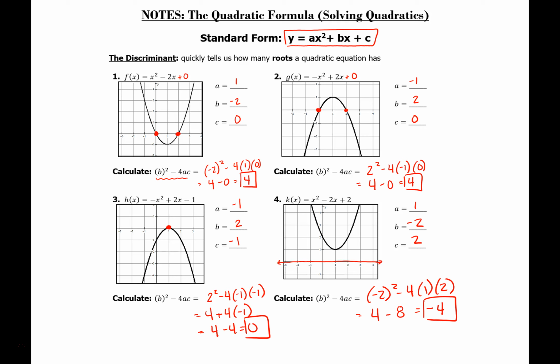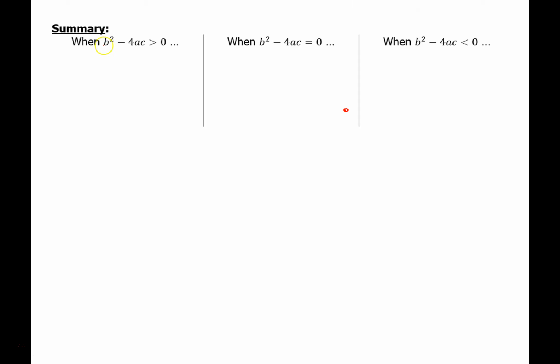Okay, so let's figure out a pattern here. When you look at the first 2 problems, you got a discriminant that is larger than 0. It's equal to 4. How many solutions did you have in both of those graphs? There were 2 x-intercepts, so that means there were 2 solutions. This is going to be generally true when the discriminant is greater than 0, meaning that it's a positive number. You are going to have 2 real solutions, meaning there are 2 solutions, 2 answers, and they are real. They cross the x-axis.